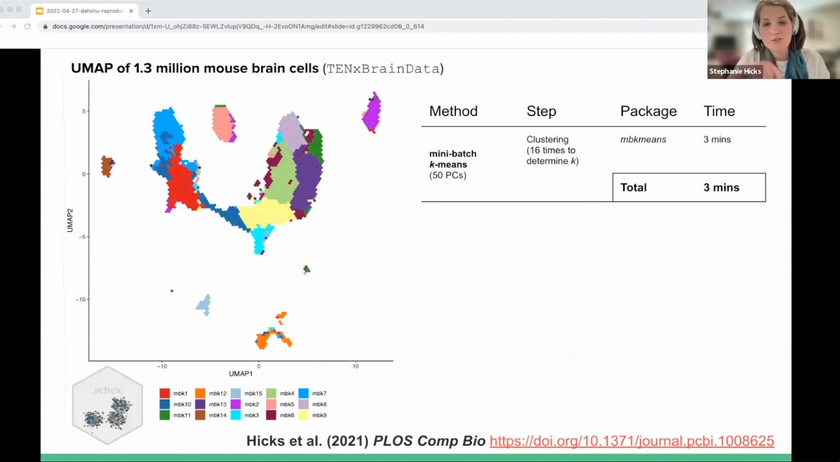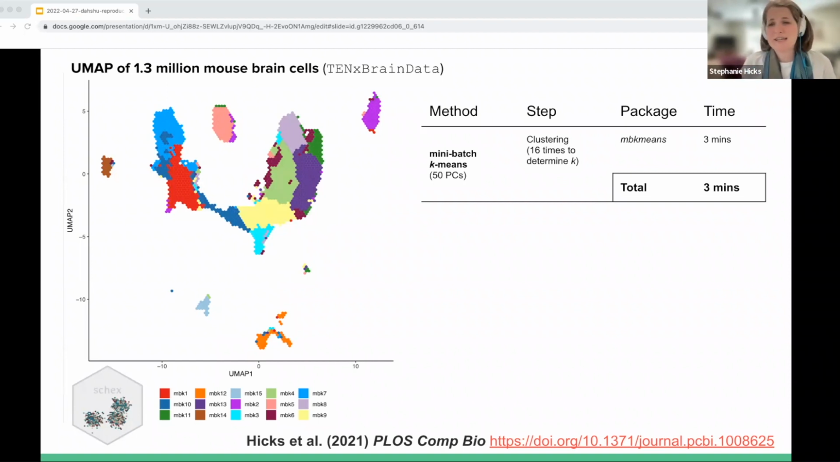We then applied this to the full 1.3 million cells. I'm showing you a UMAP representation of the 1.3 million cells colored in a hex bin plot. It's a great way to plot a lot of data that avoids overplotting. The package is called scHex, and it's available in Bioconductor. I've colored each one of the hex bins by the majority of the observations for each predicted cluster label from mini-batch k-means. So there's a cluster in red, there's a cluster in blue, a couple clusters in purple, and so forth.